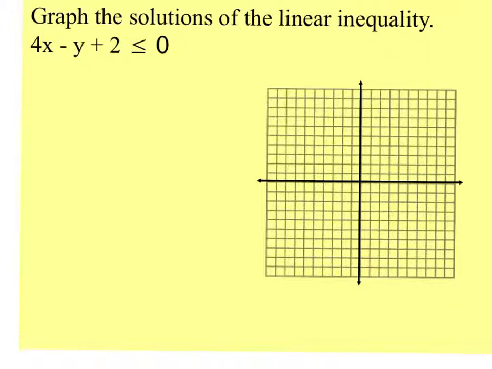Now, a lot of us would move the 4x and the 2 to this side. I'm not going to do that. I'm going to move the y. It's a minus y, so I am just going to add y to both sides. And when I do that, I get 4x plus 2 is less than or equal to y.